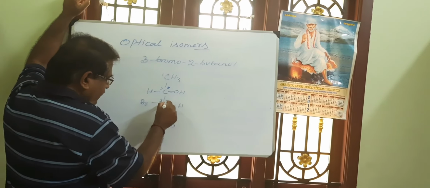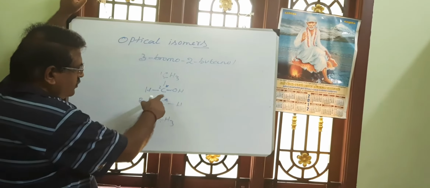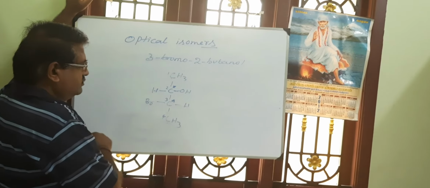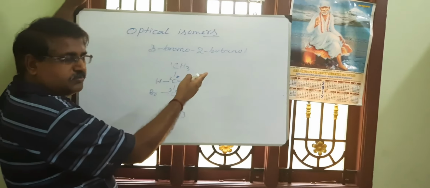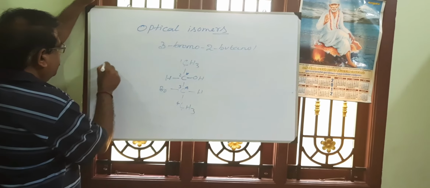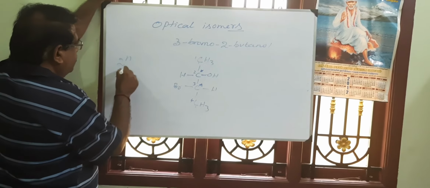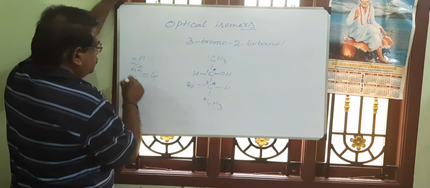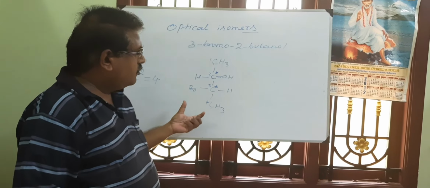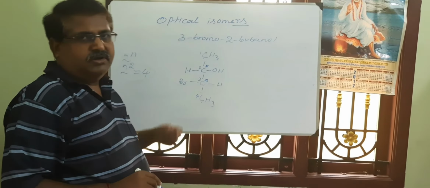So this is another chiral carbon atom. So there are 2 chiral carbon atoms in this molecule. So how many possible optical isomers? You have to use the mathematical expression 2 power n. So 2 power 2 is equal to 4 optical isomers are possible for this compound.